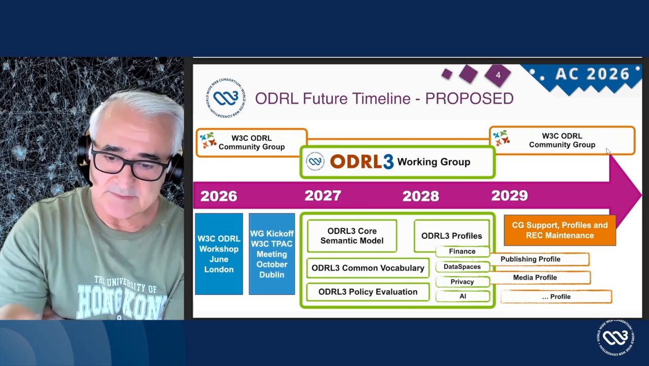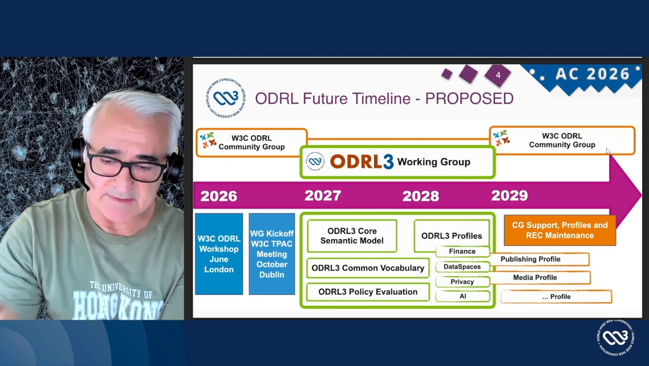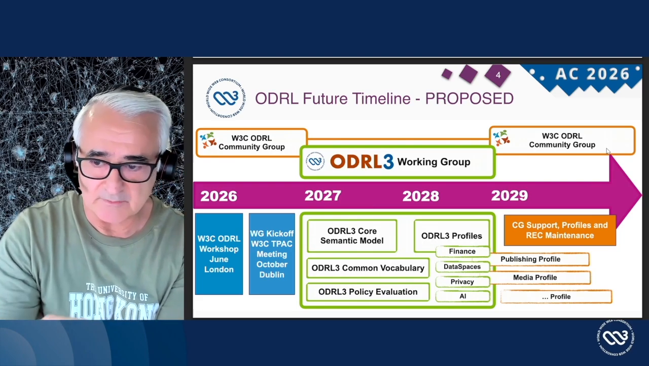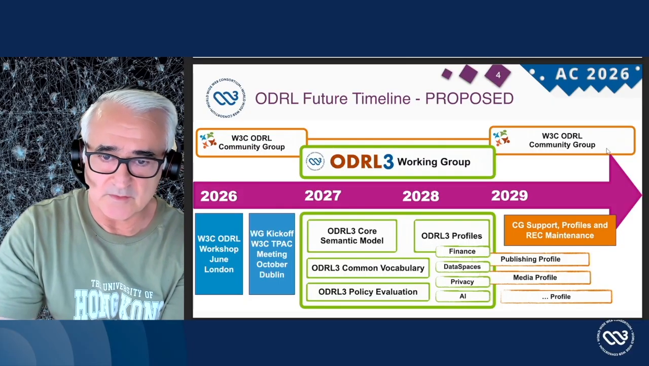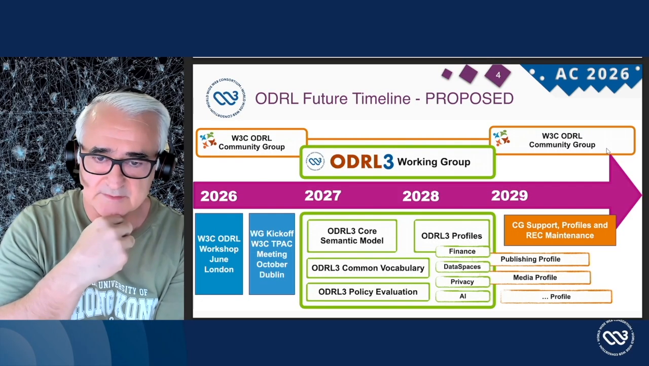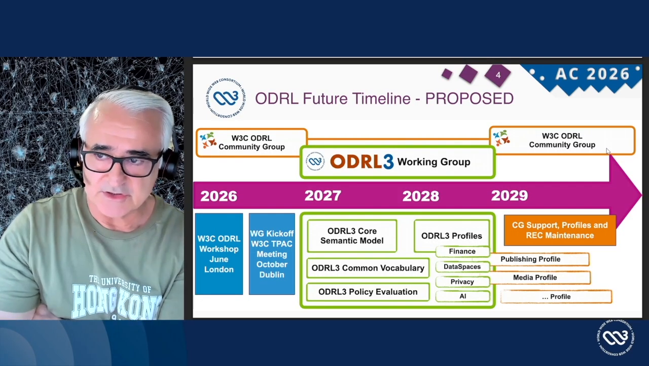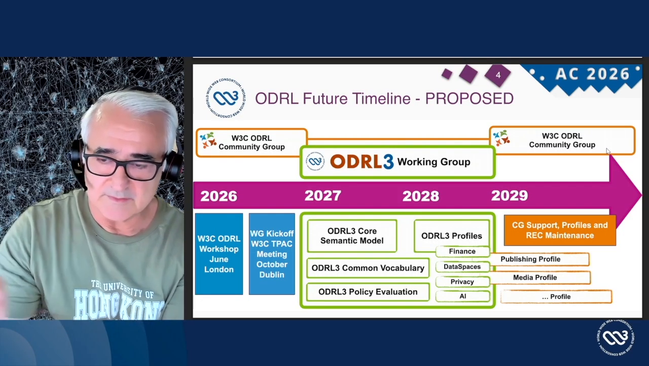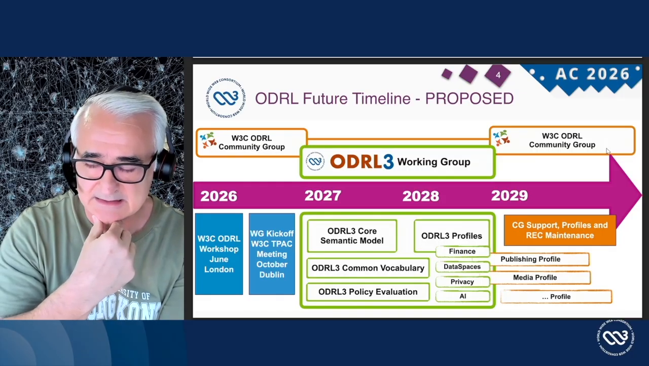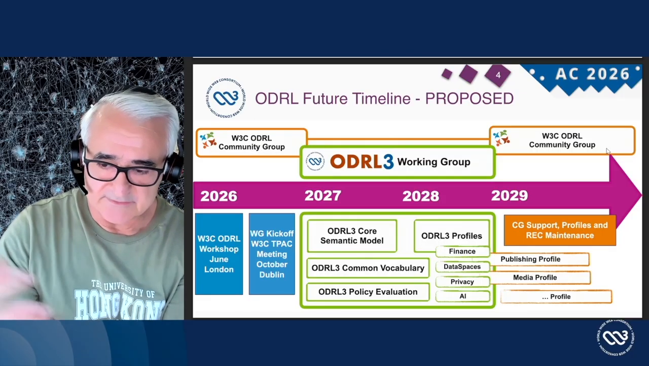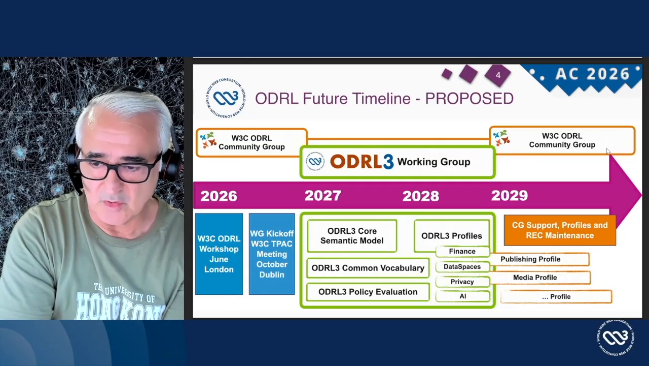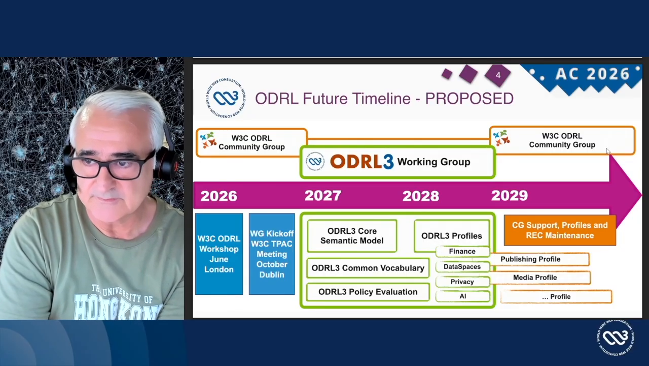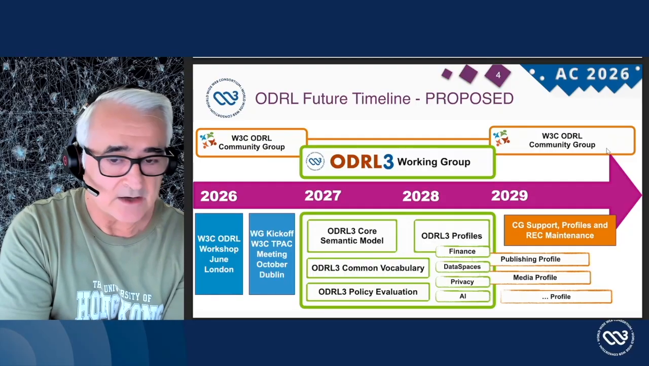And some of those profiles will be long term, so we may start up a profile in the working group, but then push it out to the community group as the working group shuts down and completes its work. So we'll go back to the community group work in that last period, developing more profiles for different communities and the usual community group support and rec maintenance that we do all the time. So that's our current plan.